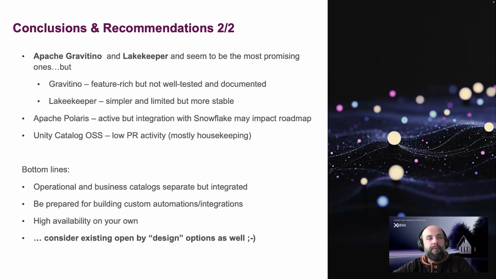Bottom line: if you would like to have a fully featured data catalog service, you need, at the moment in the open source world, to combine an open source technical catalog, like Gravitino or Lakekeeper, with an open source or not open source business catalog, like DataHub. And if you'd like to deploy it at scale, you need to be prepared for building custom automations and custom integrations.